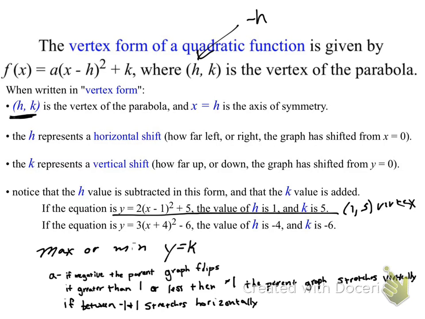Also, if the a is negative, the parent graph flips. If greater than 1 or less than negative 1, the parent graph stretches vertically. We call it get skinny. If between negative 1 and 1, it stretches horizontally or gets fatter.